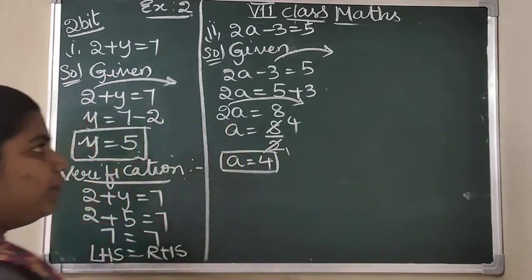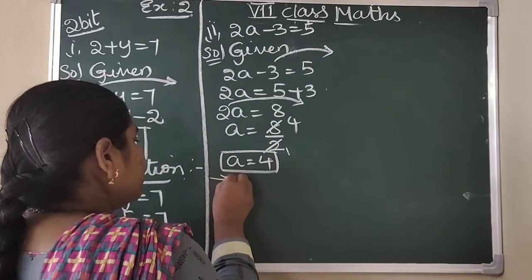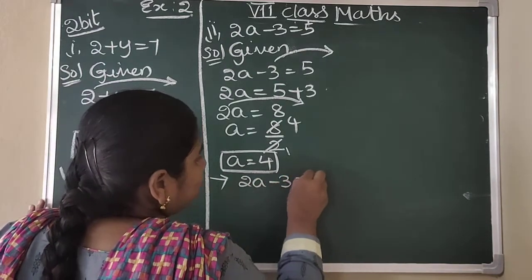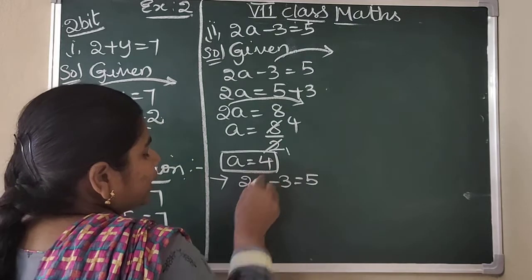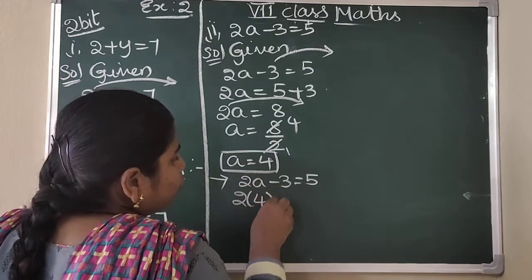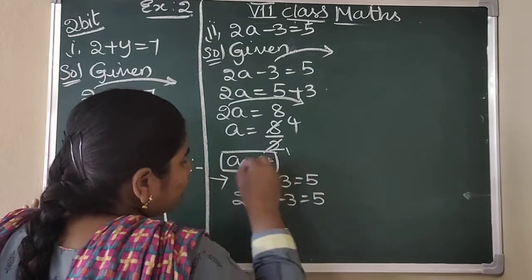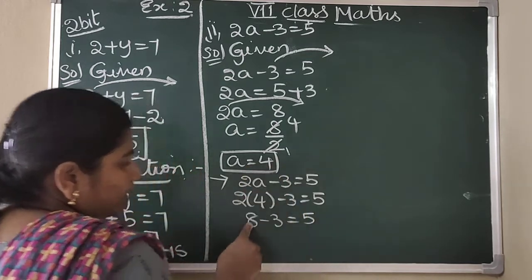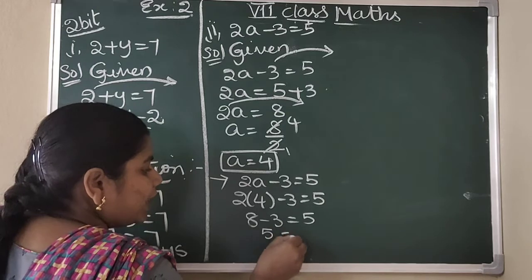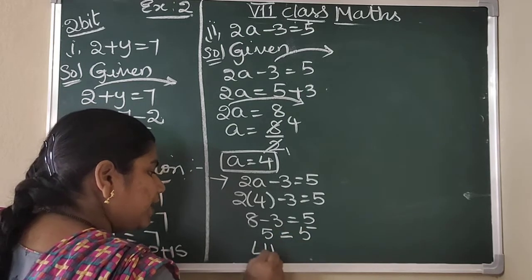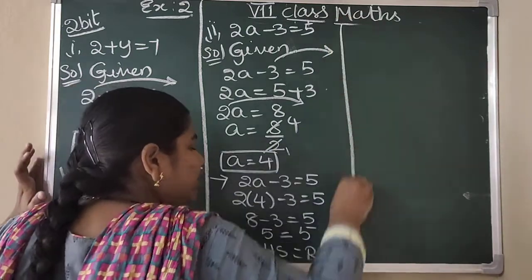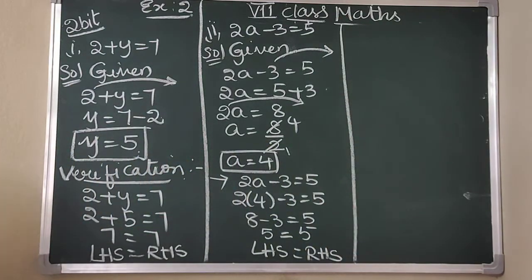Now we have to check the verification. So verification is what? 2a minus 3 is equal to 5. The a value we got is 4. So 2 into 4 minus 3 is equal to 5. 2 fours are 8, minus 3 is equal to 5. 8 minus 3 is how much? 5 is equal to 5. So we got the LHS value equal to the RHS value. So what we did is a correct answer. So this is our second one.